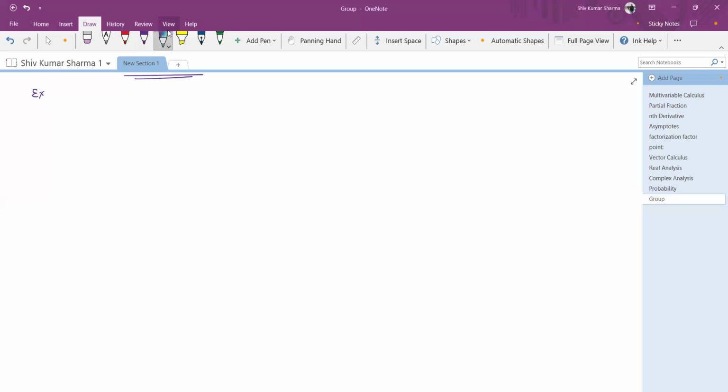We define homomorphism as follows. Let G and G dash be two groups. Then if a function f is defined from G to G dash such that f of AB equals fA into fB, then we say that G is homomorphic into G dash. Same for an onto function: if we also prove that f is onto, then we can say that G is homomorphic onto G dash.